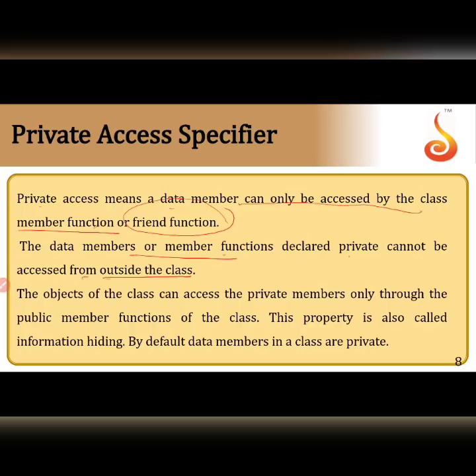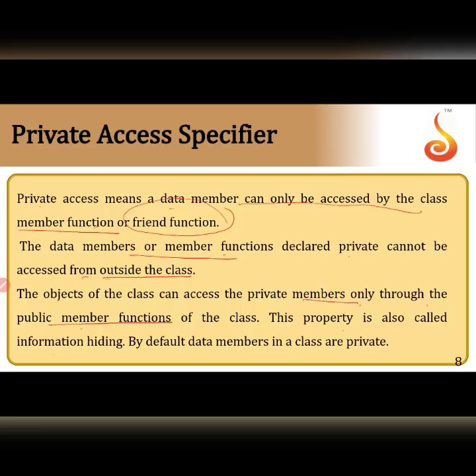The objects of the class can access the private members only through the public members. What is it? So I can access x and y through display, which is a public member, and I can also access the private function through a public function. Correct? We did that. So that is what this line means.